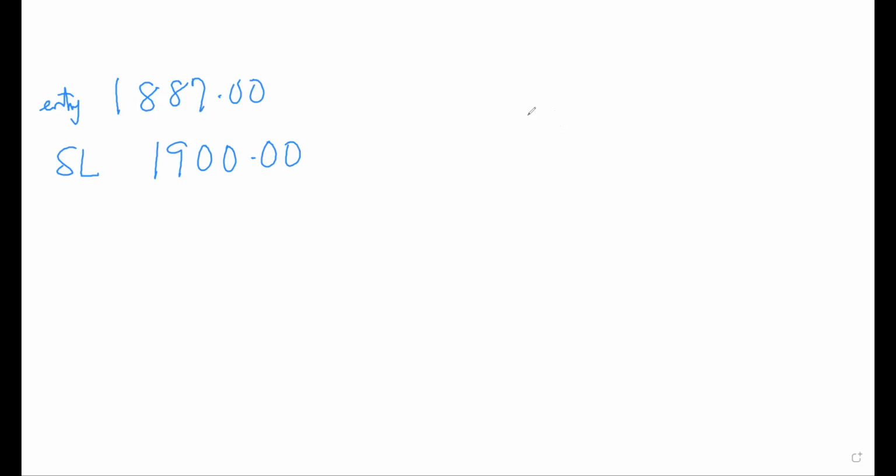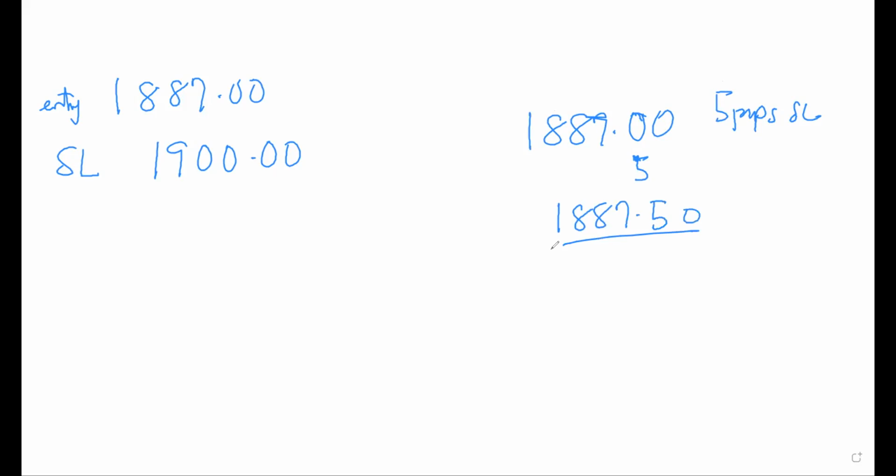If you have 1887.00, and it is a 5 pip stop loss, you're going to add your 5 to the first digit after the decimal. So you're adding your 5 to this first 0. That means the stop loss value is 1887.5, if the stop loss is going to be 5.0.